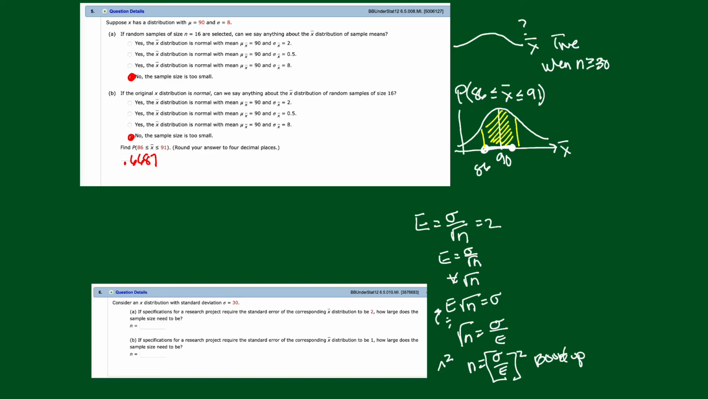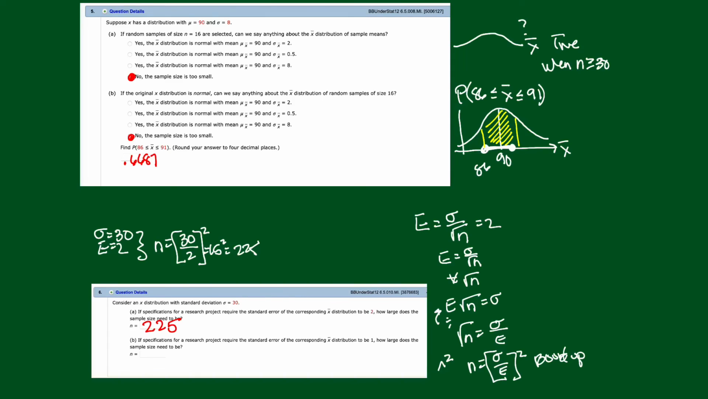So what do we want here? I'll do it over at the left side. We know the standard deviation is 30, so sigma is 30, and the error has to be 2. So n, our sample size, is 30 over 2, squared. This turns out to be 15 squared, which is 225. How nice is that? Didn't have to round at all. So the sample size has to be 225.